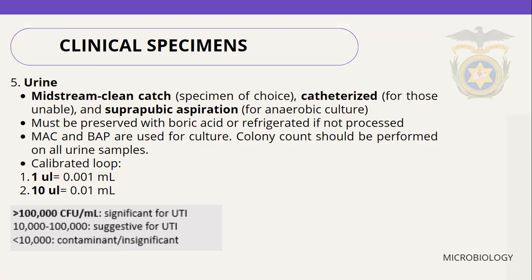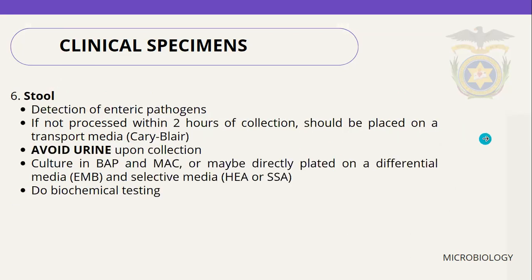So, guys, when we use our calibrated loop, always remember that 1 uL delivers 0.001 mL and the 10 uL delivers 0.01 mL. Also remember that if the colony count is greater than 100,000 CFU per mL, it's significant for UTI or urinary tract infection, and 10,000 to 100,000 is suggestive for UTI, and less than 10,000 is a possible contaminant or insignificant.